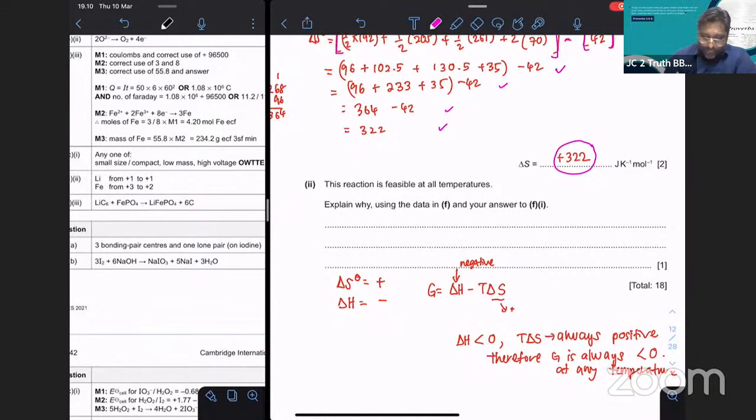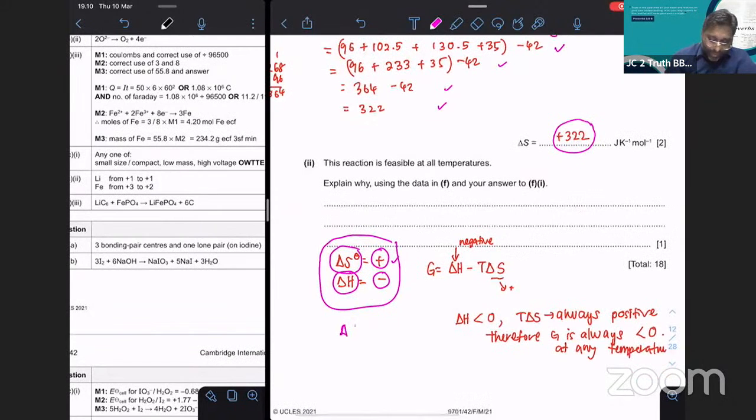The moment you have the entropy change positive, and delta H is going to be negative, the moment you see the two signs are different, we can say whether the reaction is feasible or non-feasible. If it's going to be positive entropy and negative enthalpy, of course it's going to be feasible for all temperatures. If it is the other way around, delta S negative and delta H positive, this one is non-feasible at all temperatures.